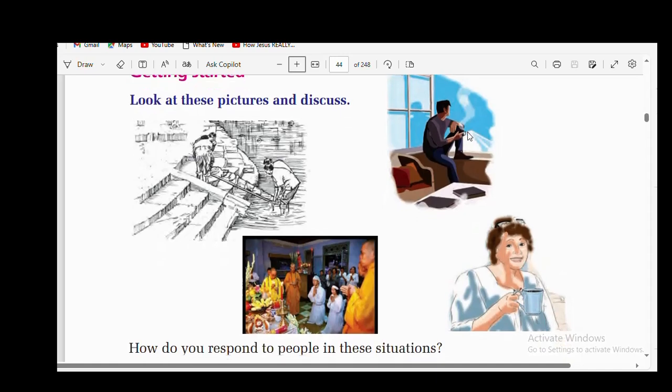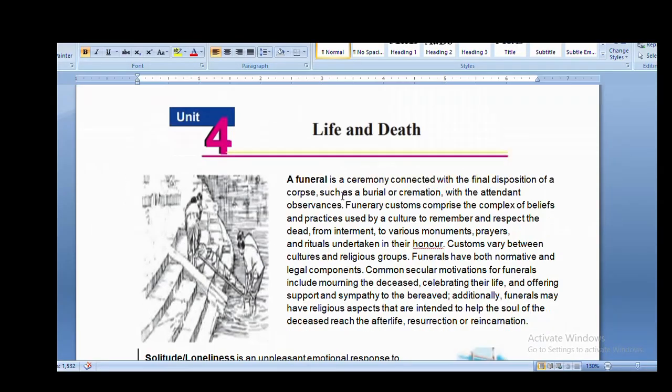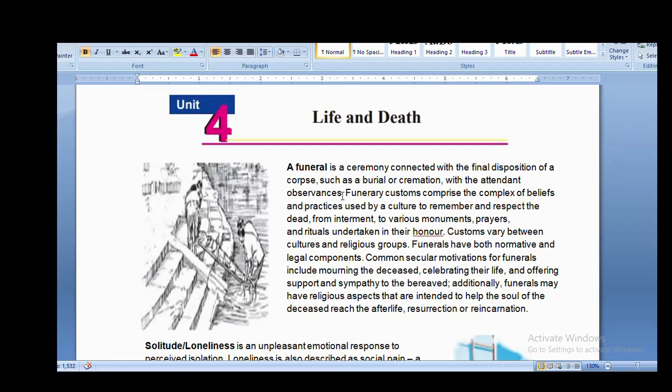Here you can see clearly. Look at these pictures and discuss. I will take you to the pictures separately. The first picture shows a funeral. A funeral is a ceremony connected with the final disposition of a corpse or dead body, such as a burial or cremation, with the attendant observances.